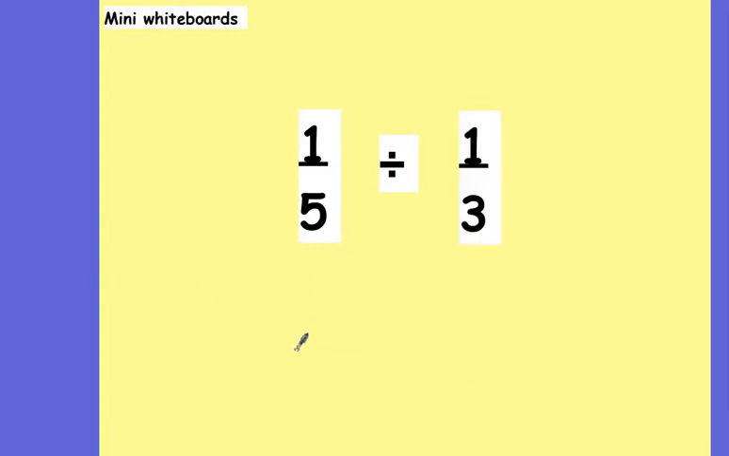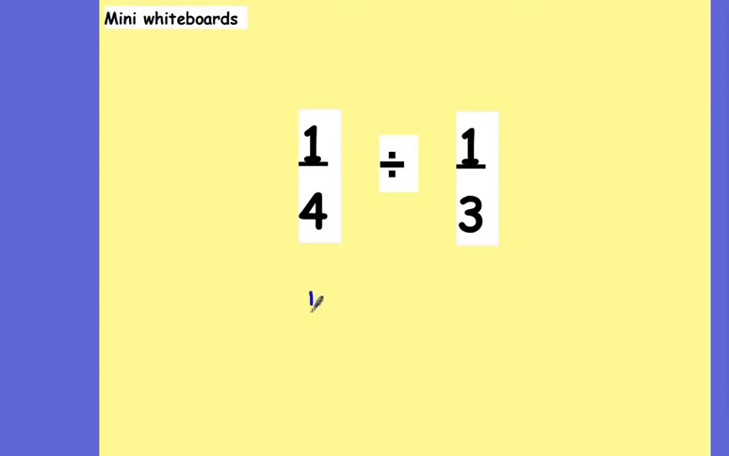Pause the video and answer this one in your light blue books. Right, let's go through it. This time we keep our first fraction, it's a fifth. We flip our second fraction, so the 3's on the top now. And we change the sign to a multiply. I've now got 1 times 3, which is 3 on the top, and 5 times 1, which is 5 on the bottom. So how about now? Pause the video and answer this one in your light blue books.